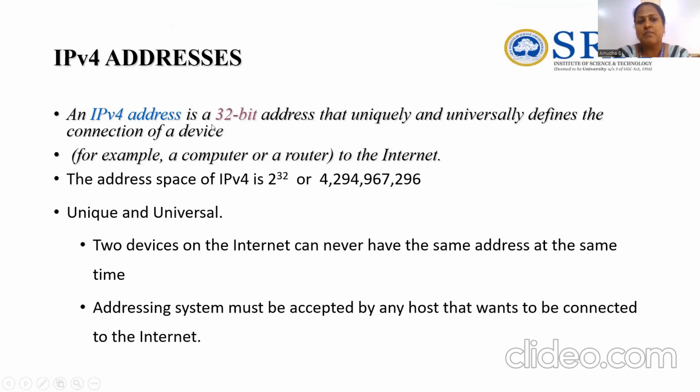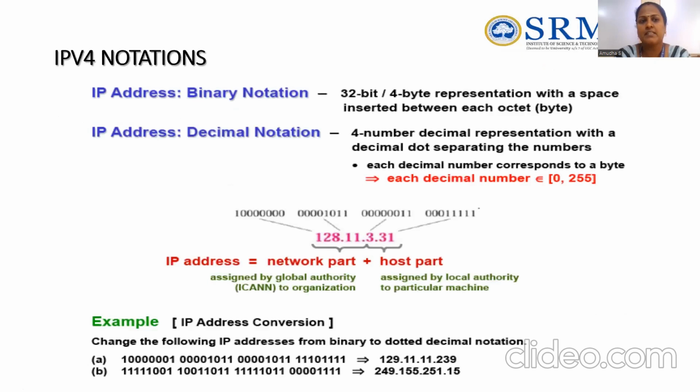Since the size of an IPv4 address is 32 bits, the address space required is 2 power 32. It is unique and universal. It is called unique because a device on the internet can never have the same IP address. In order to identify individuality, we assign a unique IP address. Universal means that in the network, the address system must be accepted by any host within the internet.